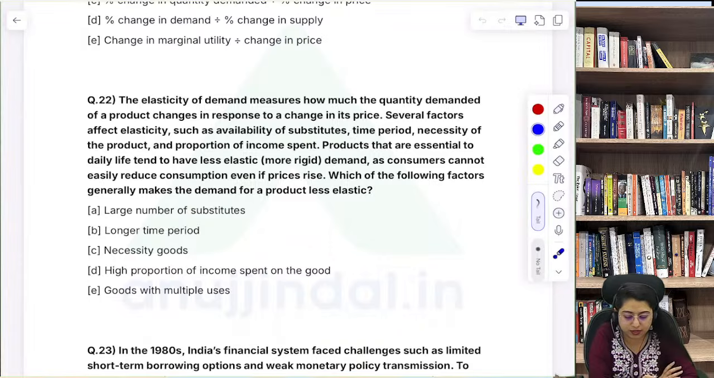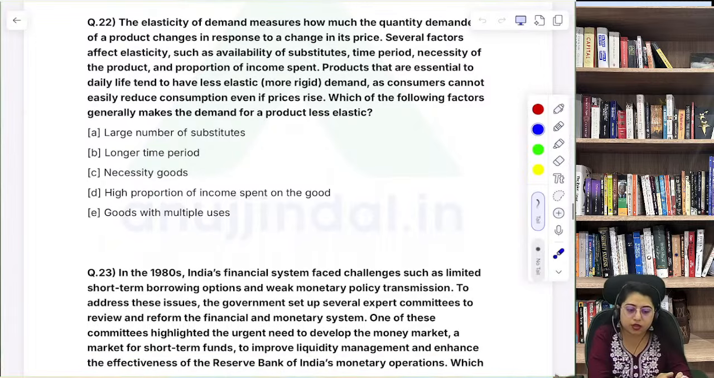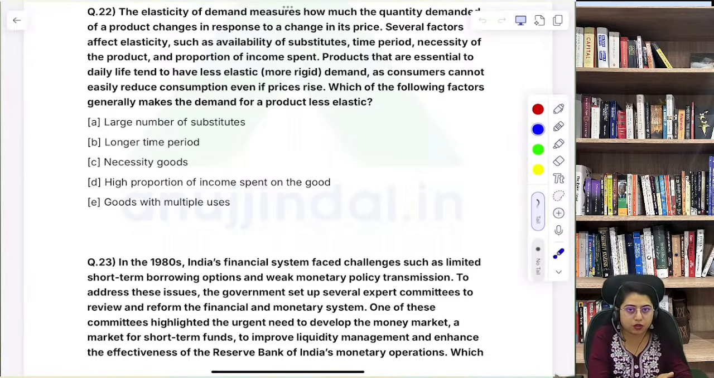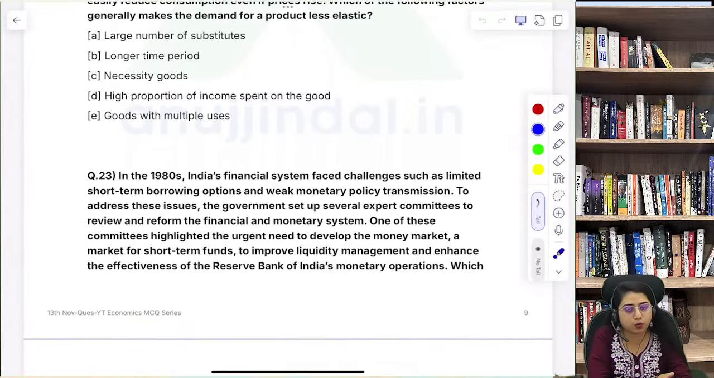Why C? Why necessity goods? Yes, because necessity goods like medicines, basic food items, electricity, these are inelastic because इनकी ज़रूरत हमें हमेशा ही होती है, चाहे कुछ भी चल रहा हो इकोनॉमी में, है ना? So these are generally inelastic. Even when the price goes high, even if situations are not up to the mark, जो भी situation है, these products are always required, है ना?